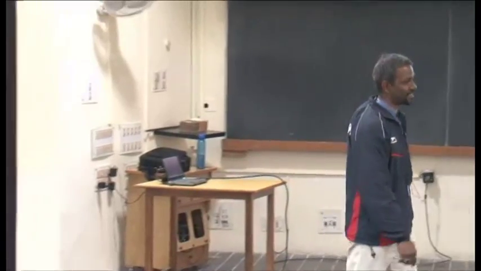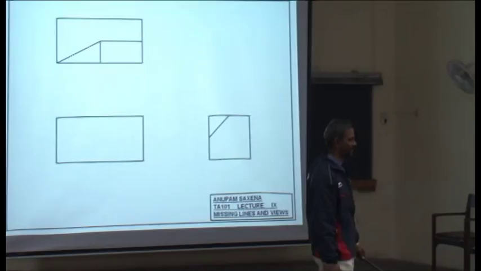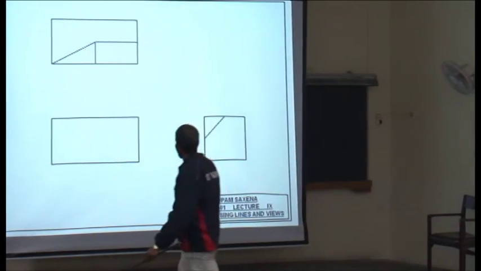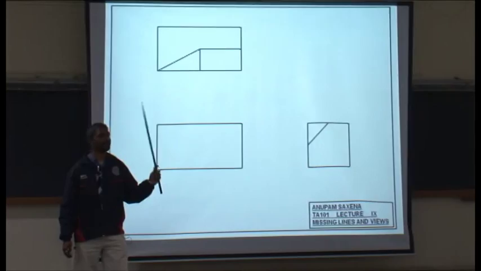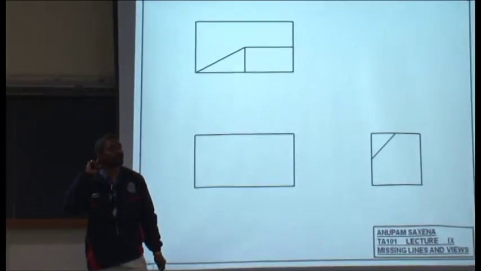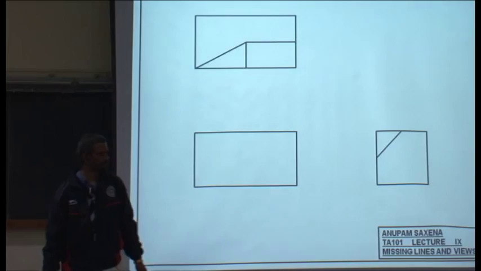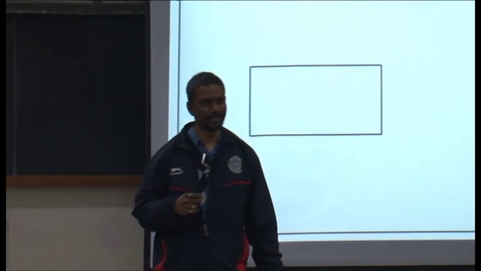Okay. This is tricky. And what's your name? Yeah. Chirag, your question will be answered now. This is an example where just correlating different features in different views will not help. You will have to draw the pictorial view of the object.